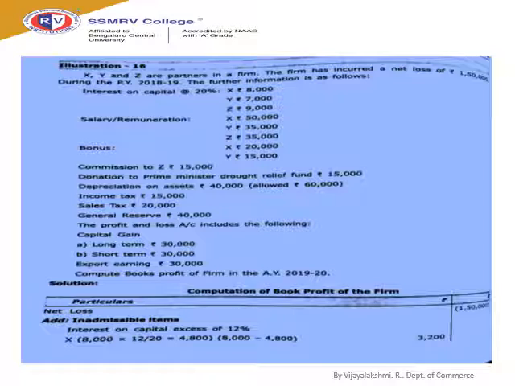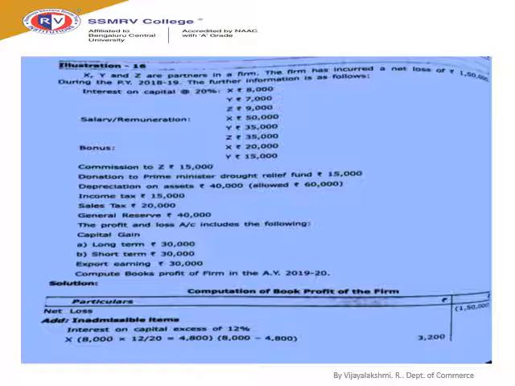First, you are given with the interest on capital, which needs to be applied with the slab, that is more than 12% should be taken. So interest should be taken. Next is salary. Salary should be taken. Bonus should be added to the net profit. Commission should be added to the net profit.